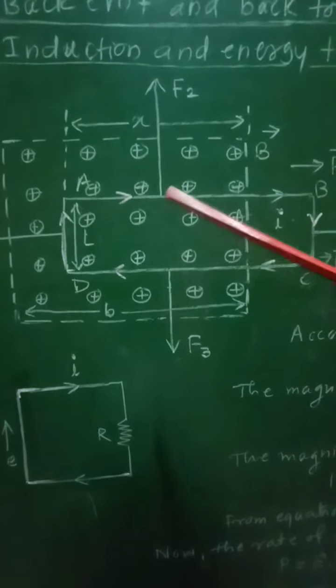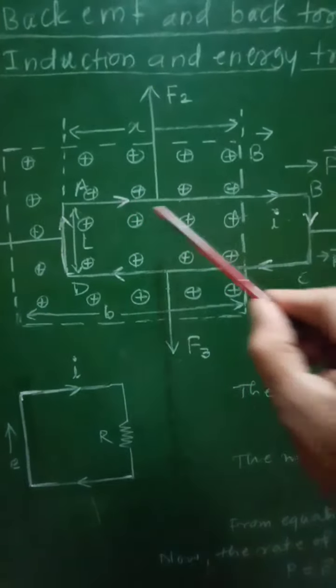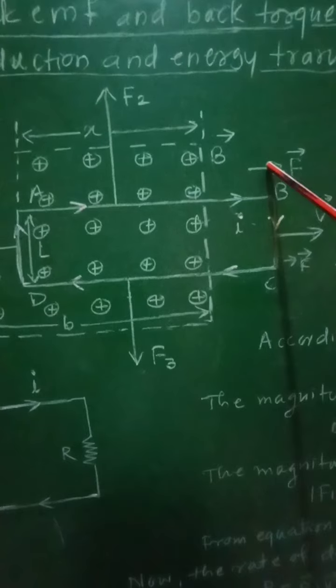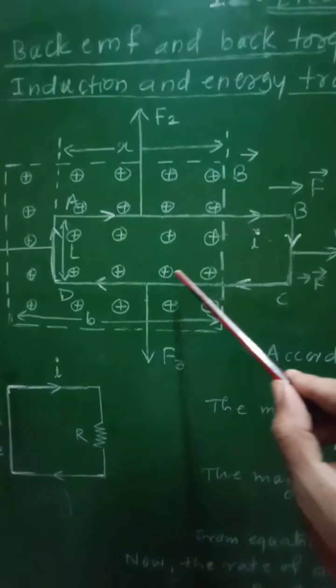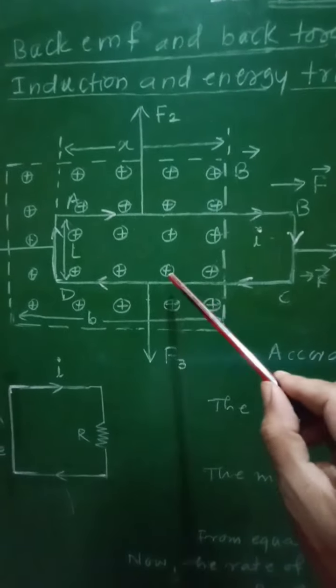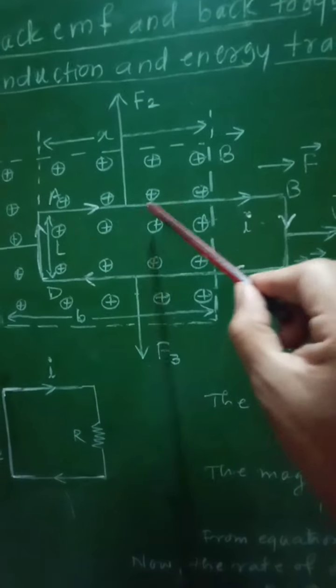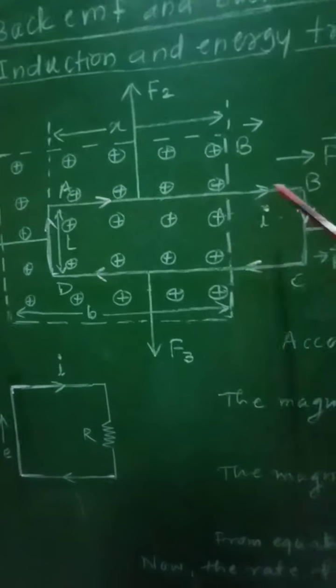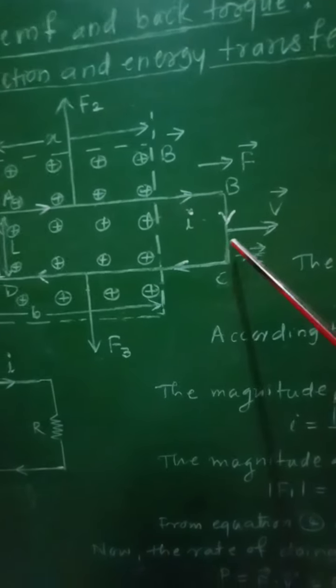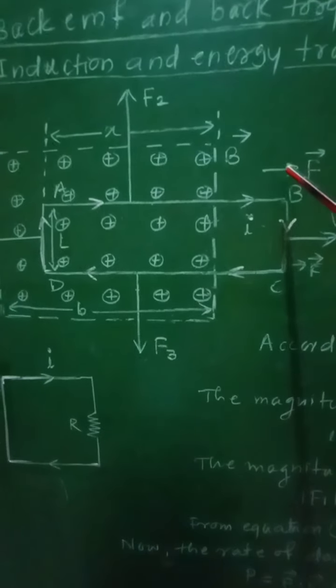Now this loop will be pulled towards right with the help of force F with velocity v, such that there will be change in magnetic flux associated with this coil, and hence EMF will be induced in this loop, so that induced current I will be produced in that loop which is in clockwise direction. So like this, that current will be set up in that loop as soon as it is moved towards right with some external force F.